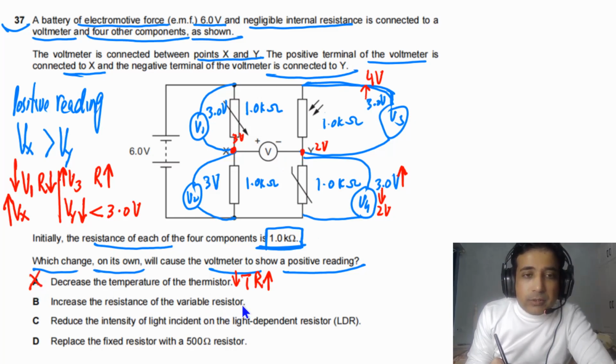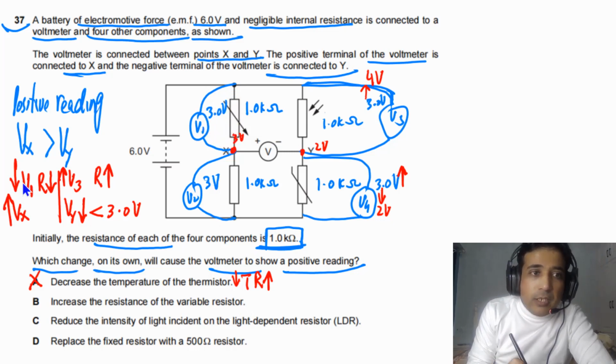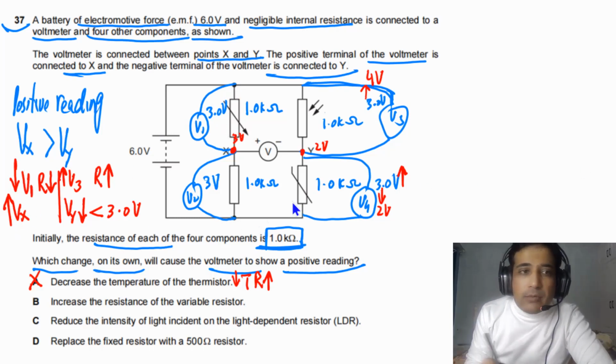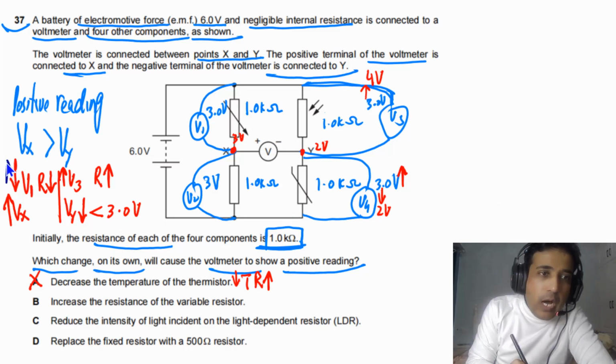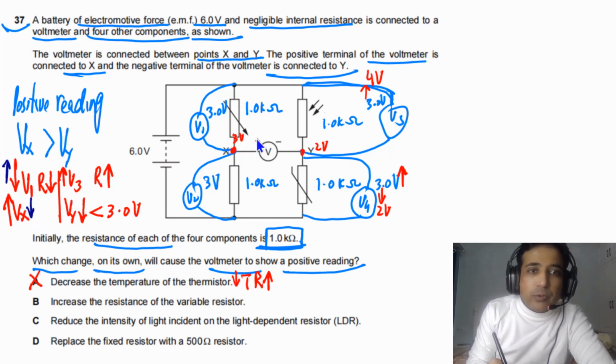Increase the resistance of variable resistor. If we increase resistance of this one, potential drop across this one will increase. So if V1 increases, this one will go down. And that is also not possible. So if this goes up, this will go down. So reading will be negative. So it means this is also not possible.